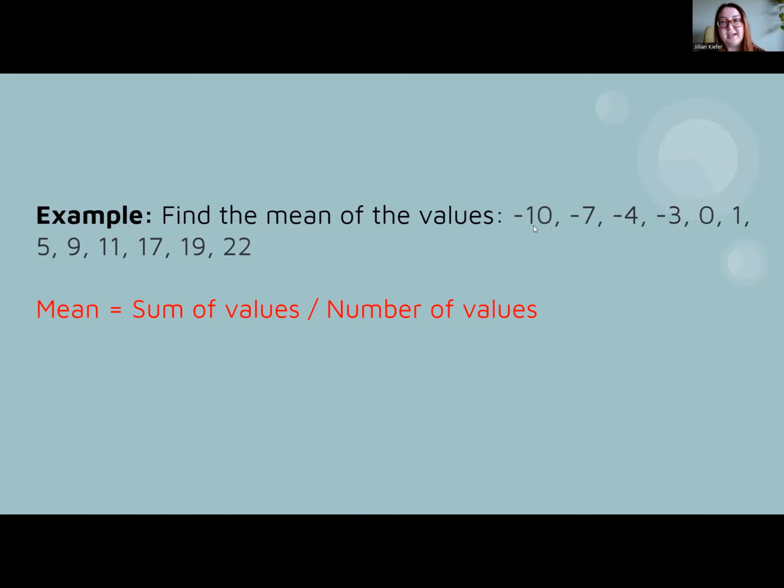So just like last time, we can count up the number of values. There's 1, 2, 3, 4, 5, 6, 7, 8, 9, 10, 11, 12. So now there are 12 values in total. We're going to add these values together.